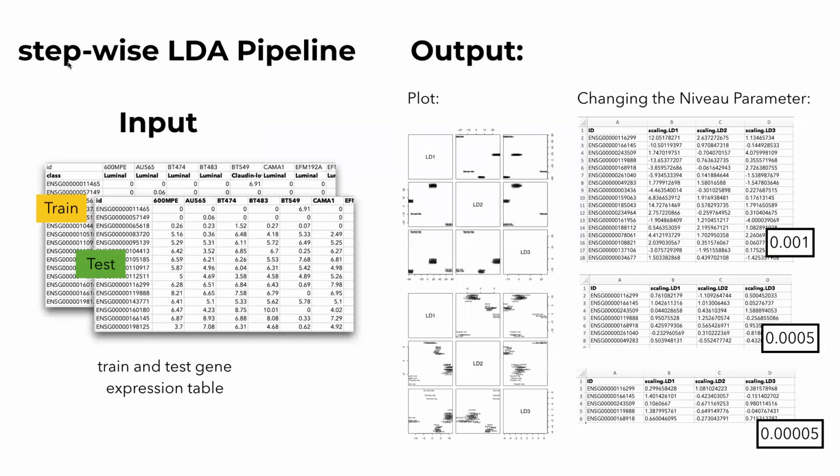So here you can see for the SWLDA pipeline, our input is going to be a train and test set, and these are going to be a gene expression table. Then we are going to get a plot from this. Changing our p-value parameter is going to have different effects. You can see here that we've changed it from 0.01 to 0.0005 to 0.00005.